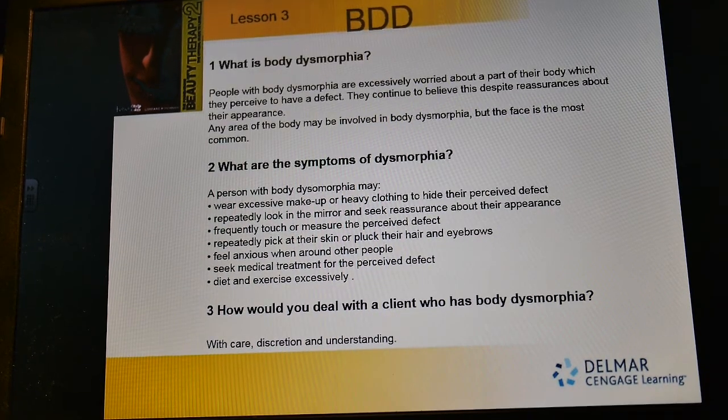One really important thing that we need to talk about: with some skin conditions, some disfigurements, some people may develop, and you may come across people with something called body dysmorphia disorder. Basically, people with body dysmorphia are excessively worried about a part of their body which they perceive to have a defect. Obviously that person may have a defect, so you can understand, but some people have this and they don't really have that much to worry about.